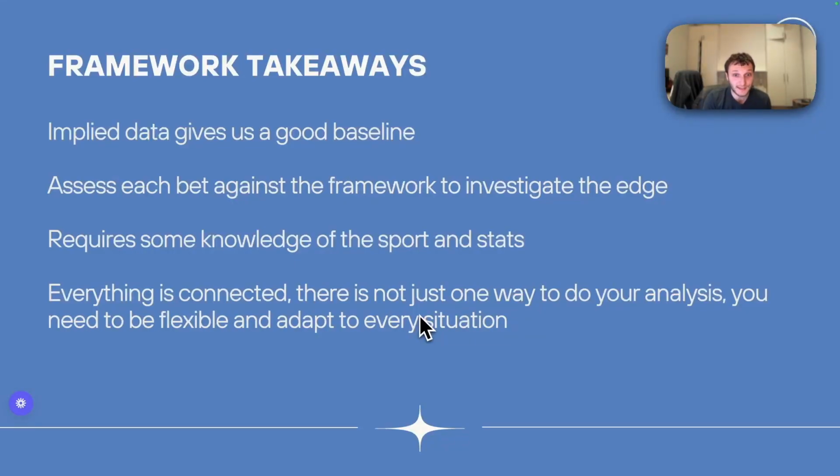So the key thing to understand here is that implied probabilities give you a good baseline. You then need to run the bet through this framework and determine how useful the implied data is for determining a fair price. The implied probability is just a good starting point, but this probability will always need to be adjusted up or down, or your confidence in this price will need to be adjusted up or down, based on your answers to the calibration factors given the bet you're looking at.